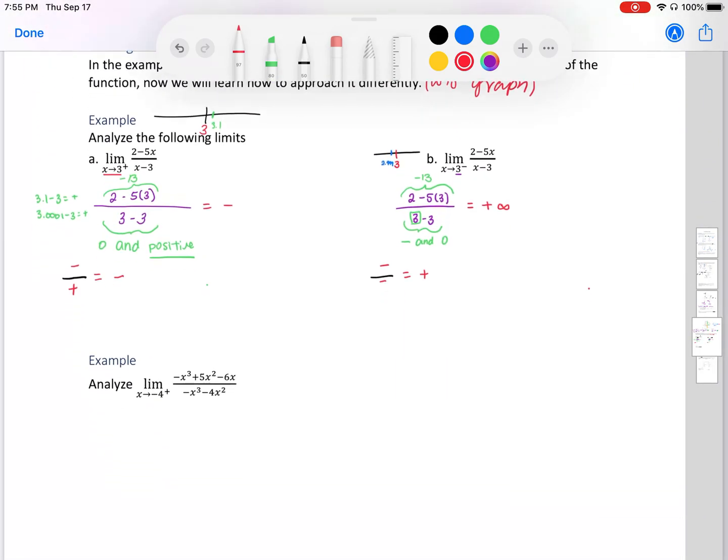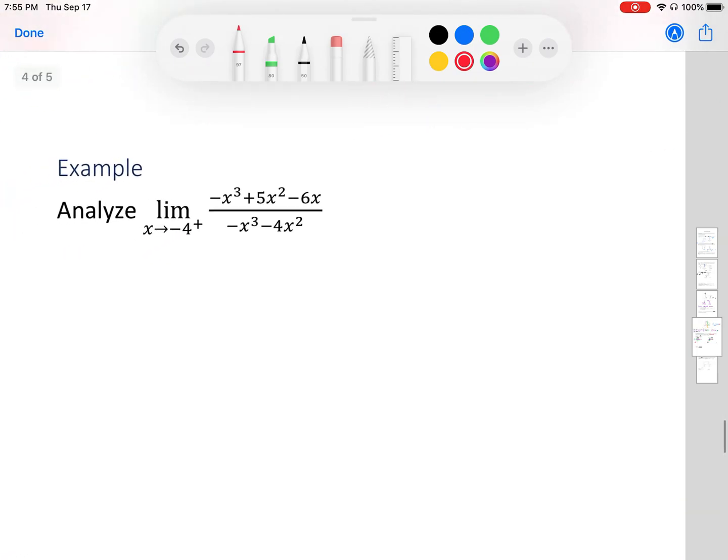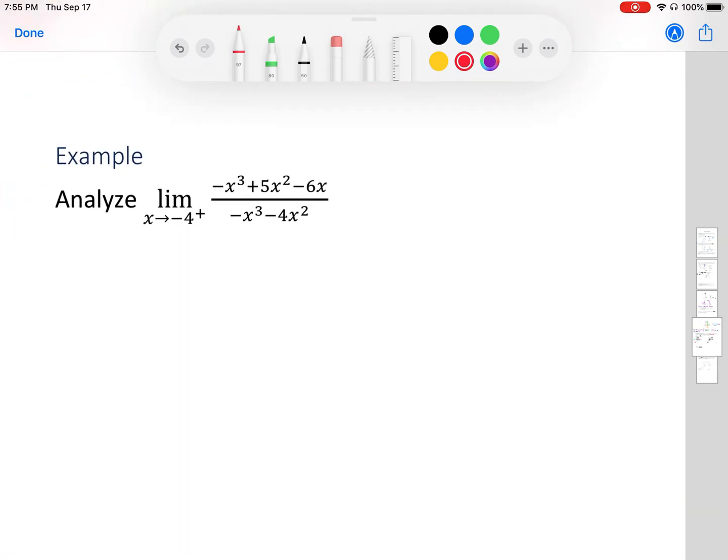Let's do another example. Analyze the limit as x approaches negative 4 from the positive. So we're trying to see what happens at negative 4. Before you even start, whenever you have a rational function, always try to factor to see if it can be simplified in any way. All right, so let's go ahead and go through our factoring.